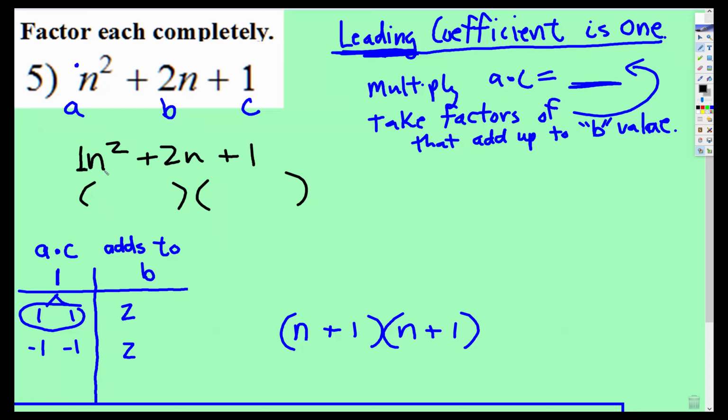And then you just ask yourself, a trinomial means that there's going to be 2 binomials. This is n squared, so there will be an n to the first and n to the first. And then it'll be factors of this number that go here and here. And these 2 factors have to add up to the b value. Well, in this case, it has to be 1 and 1.